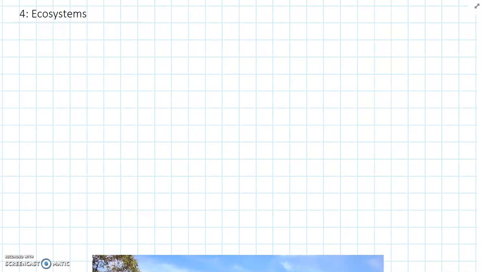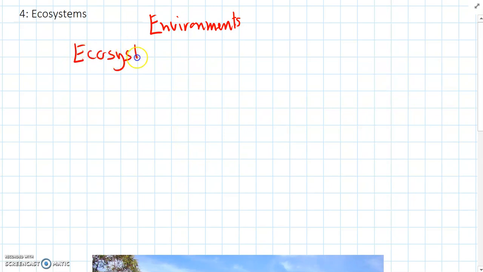So we've learnt about environments so far. And the next thing we're going to talk about is a similar idea, which is related to environments, which is called ecosystems. An environment is just the physical area, and we can look at the living and the non-living parts of the area, the biotic and abiotic factors. An ecosystem is looking at how those factors in the environment interact with each other. So an ecosystem is all about interactions.